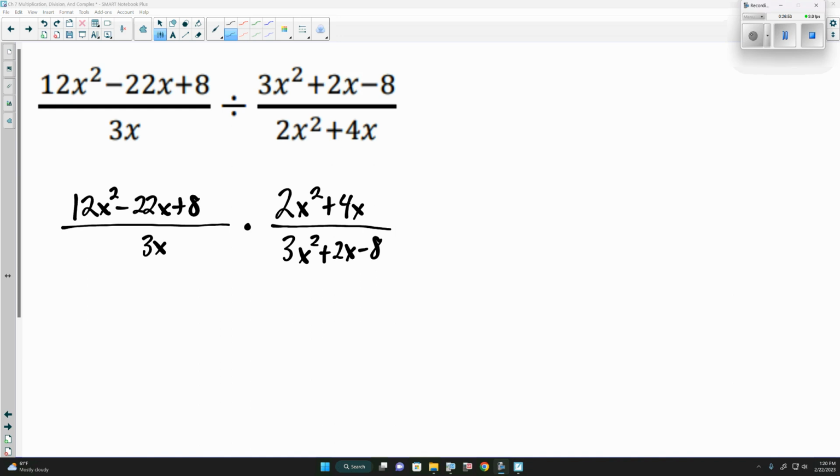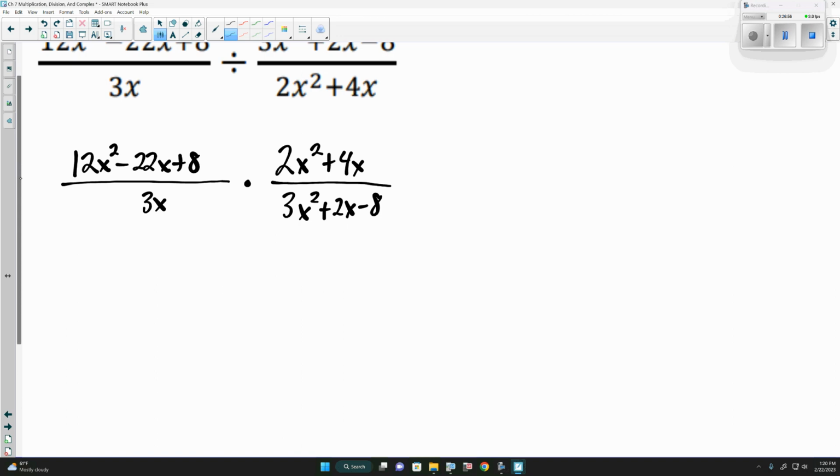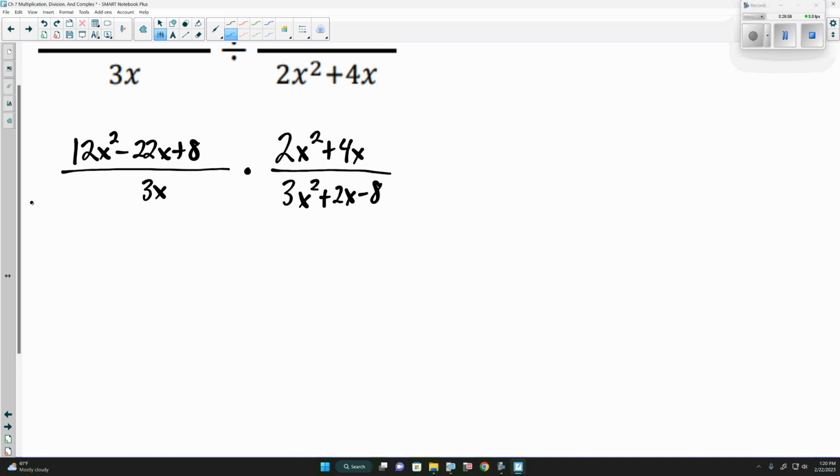Yep, you just put it right there. Thank you. Now, if we look at these here, so we kept the first one, changed it from division to multiplication, and flipped the second.